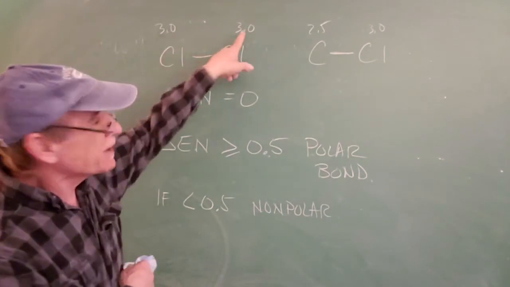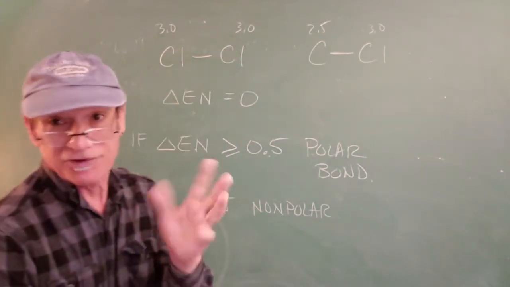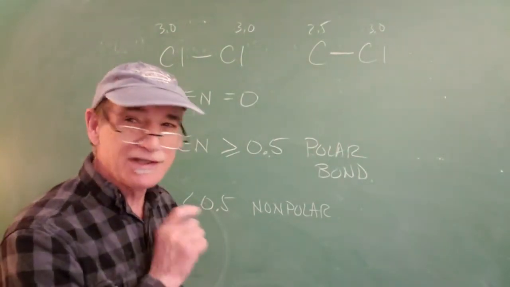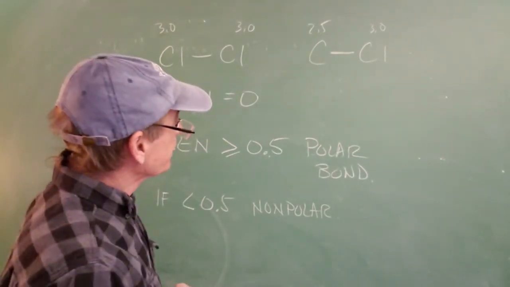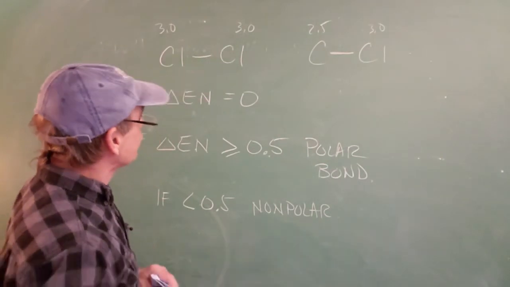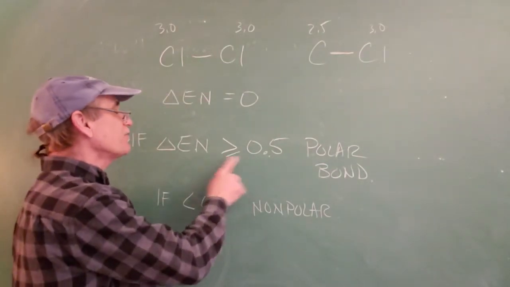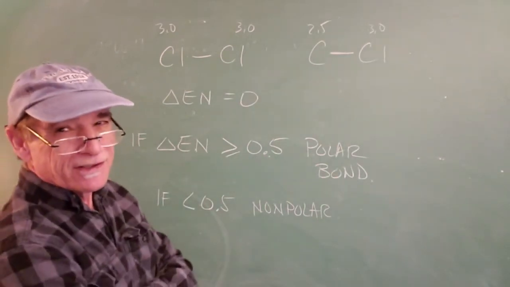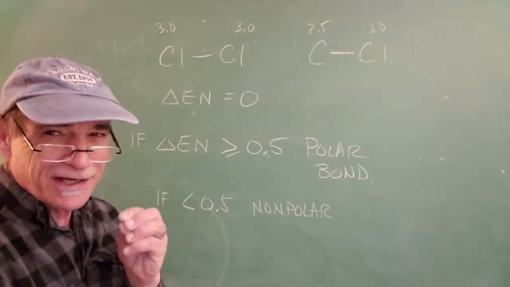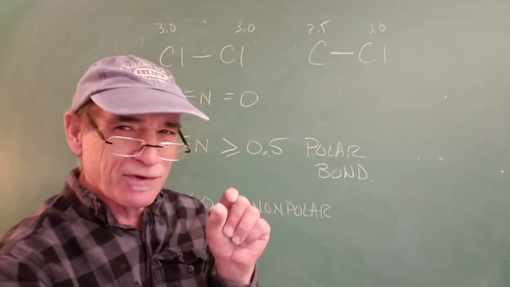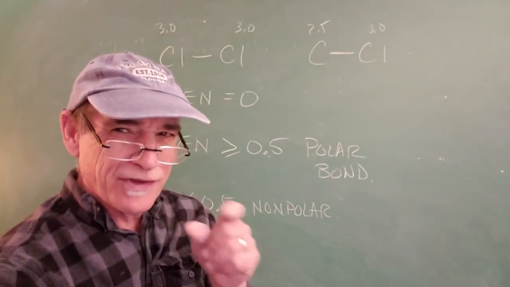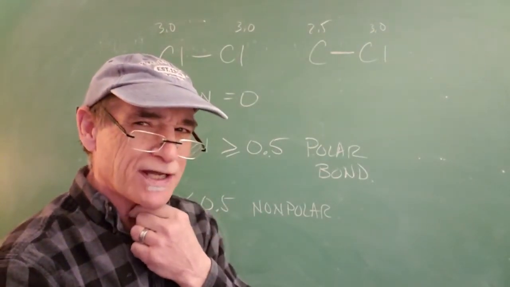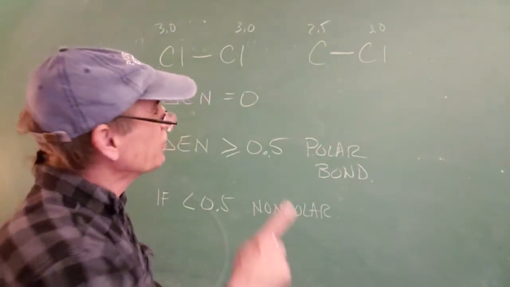They both have an electronegativity value of 3. Obviously, they're the same atom, so they're both pulling exactly the same on those shared electrons. That's a completely nonpolar bond. However, it turns out that in order to be considered polar, the difference in the electronegativity has to at least be 0.5 or greater. Like iodine and bromine, I think when they're together, they only differ by about 0.3. So when they share electrons, it turns out to be a nonpolar bond between the two of them.